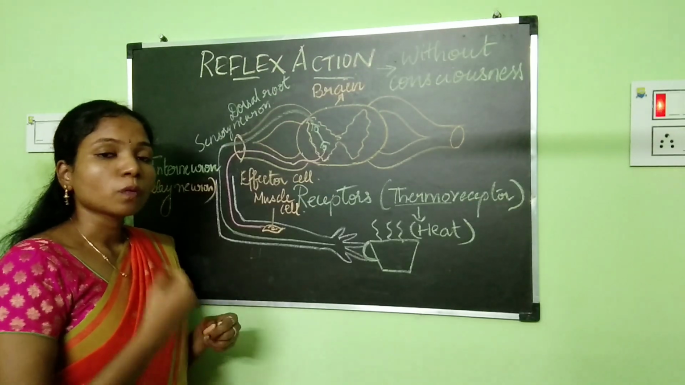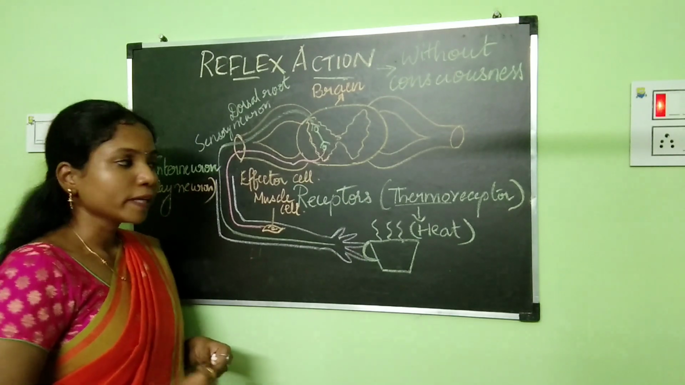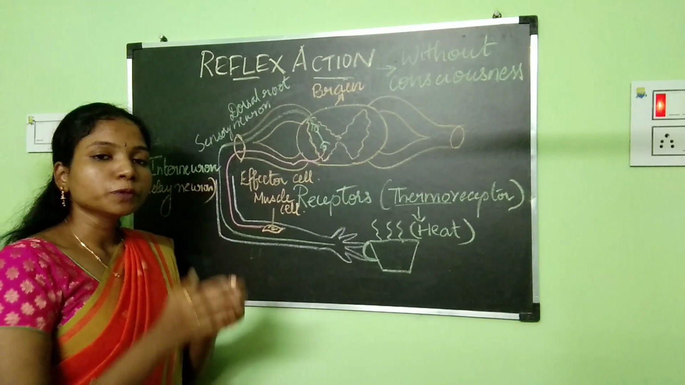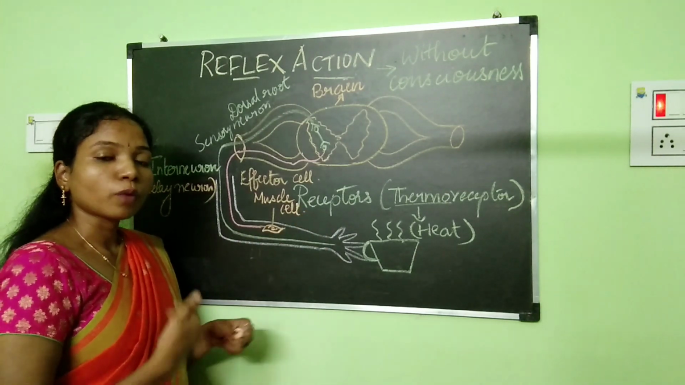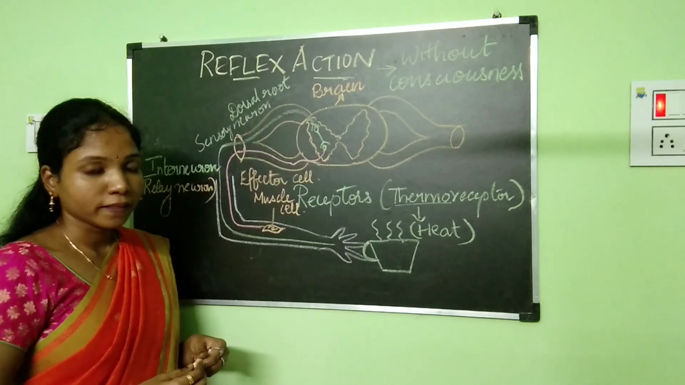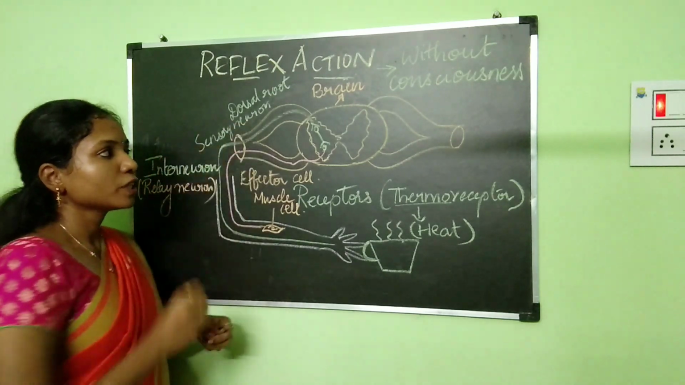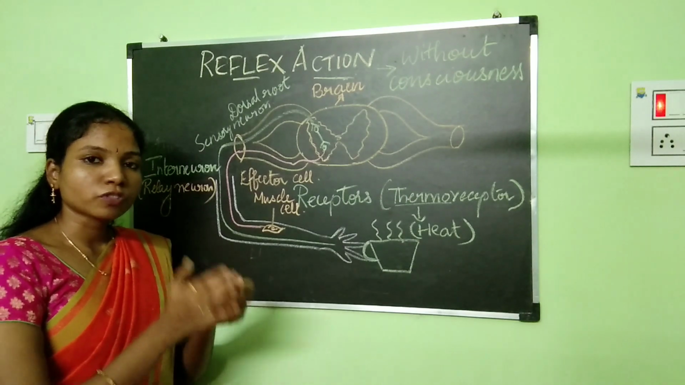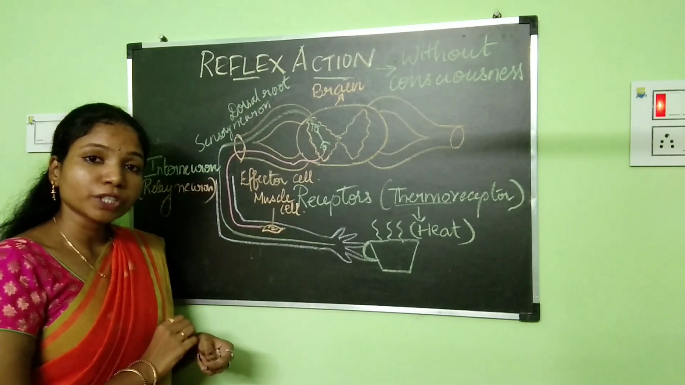I will repeat this once again for you. So when a person touches a hot object, the receptors which are present will be able to sense the stimulus. Once the stimulus is sensed, the sensory neurons will be triggered. These sensory neurons will then take the message into the spinal cord. The spinal cord is going to interpret the message and then the message will go into the interneuron.